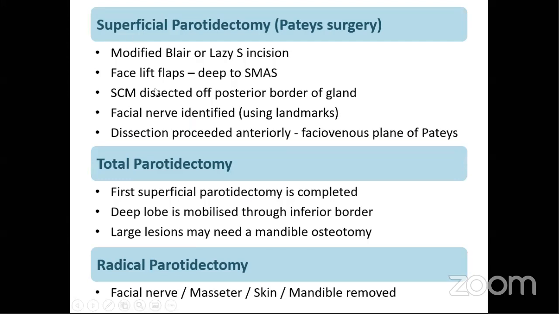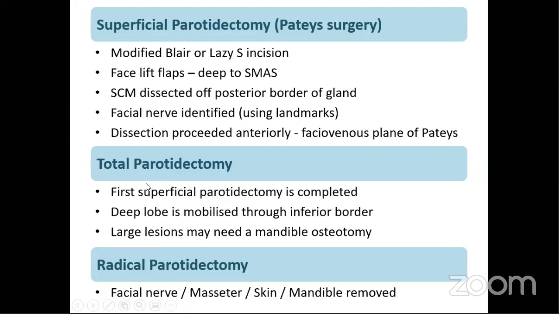This is about superficial parotidectomy. It's a modified Blair or Lacey's incision. The flap is raised, then the sternocleidomastoid is dissected off, and then you can see, remember that first diagram. Posteriorly, you can detach the sternocleidomastoid. The facial nerve is identified. Dissection is proceeded through the nerve-vessel-artery plane. This is the arrangement. Okay.